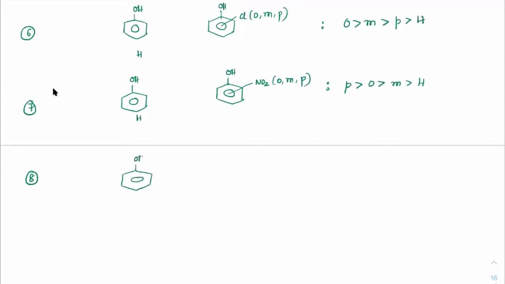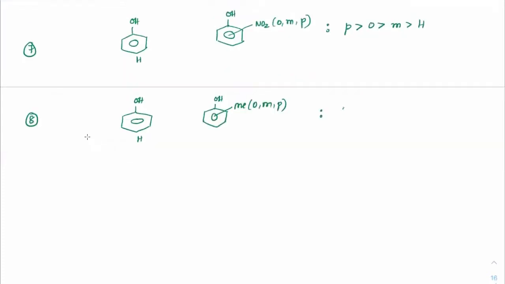Similarly, if you have OH and compare that with methyl present on it, ortho, meta, para, right? H greater than meta greater than para greater than ortho. Very good. Okay, here there is no hydrogen, so there is no ortho effect you need to apply.